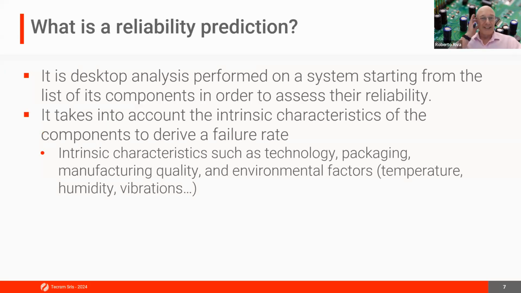So first of all, what is reliability prediction? Reliability prediction is a desktop analysis performed on a system, starting from the whole list of components, in order to establish the reliability of this layout. It takes into account the intrinsic characteristics of the components to derive the failure rate. By intrinsic characteristics, we mean things like technology, the type of packaging, the manufacturing quality, the environmental factors, etc.